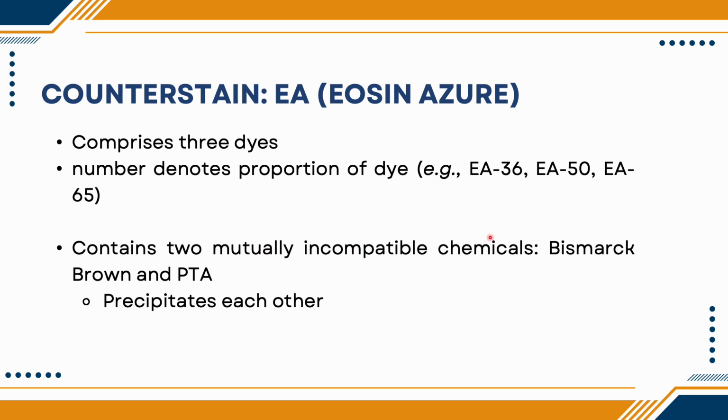It contains two mutually incompatible chemicals, the Bismarck brown and the phosphotungstic acid. Now, they precipitate each other. So while Bismarck brown is a stain that is part of eosin azure, please remember this because this is often implicated in the board exam. What component of the Papanicolaou staining technique does not stain the tissue? And the answer for that is Bismarck brown, because Bismarck brown together with phosphotungstic acid is precipitated. Kaya siya yung non-staining component of eosin azure.